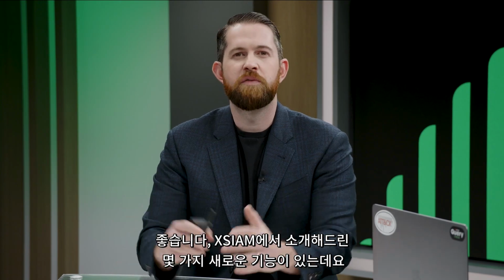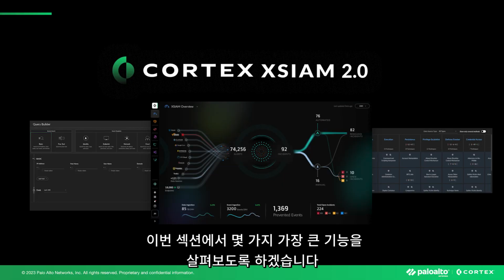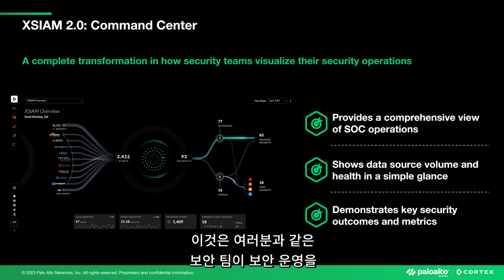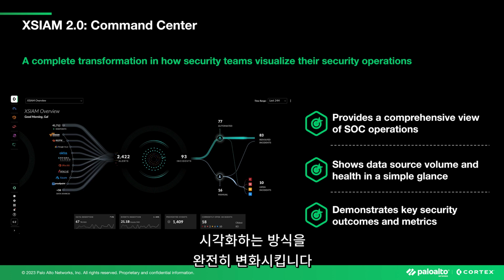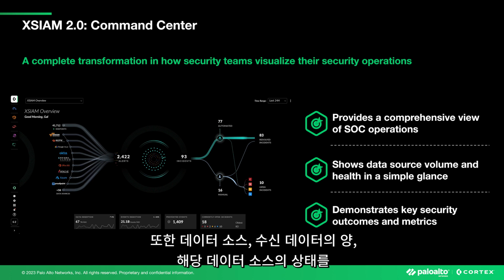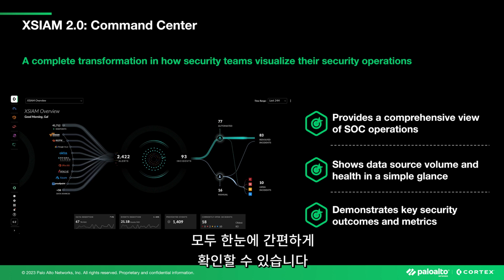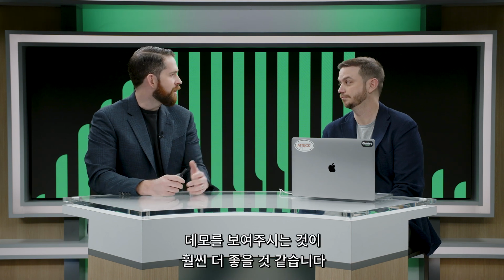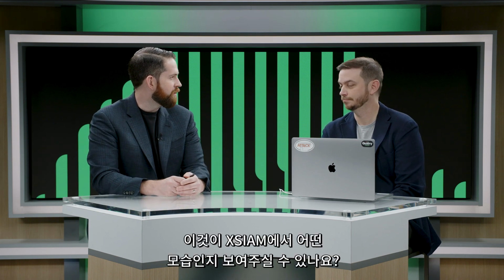Glad to be here. All right, so there's dozens of new features that we've introduced in XSIAM. We're going to preview some of the biggest ones here in this section. We're going to start with the XSIAM Command Center. This really transforms the way security teams like yours visualize your security operations. You'll get a comprehensive view of your SOC operations end to end. You'll see the data sources, the volume of data coming in, the health of those data sources, all in a simple glance, and you'll be able to see your key security outcomes and metrics from this dashboard. And Parker, I think this demonstrates much better than I could talk about it, so why don't you show us what this looks like in XSIAM?